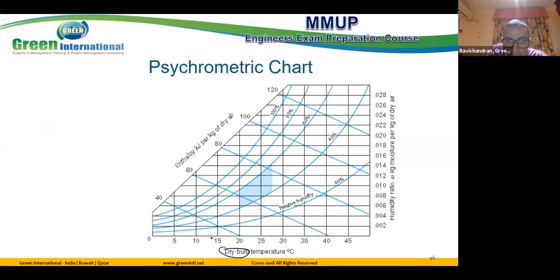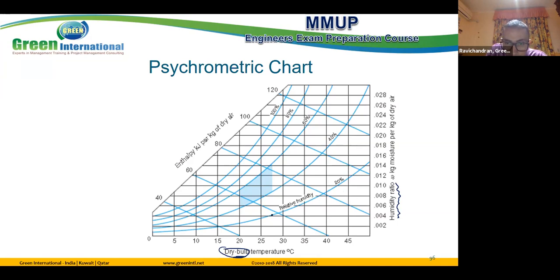Dry bulb is represented here on the x-axis, which is the vertical line. The vertical line here refers to dry bulb temperature. So what's next? The horizontal line for the y-axis. The horizontal line here refers to humidity ratio, or moisture content, both the same.